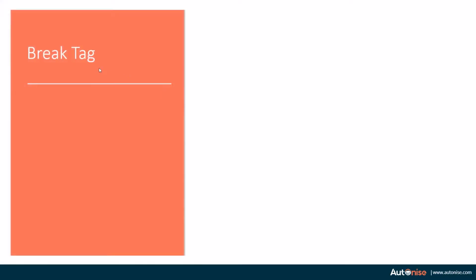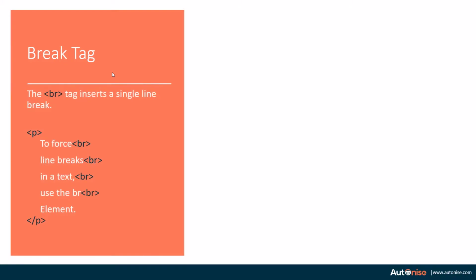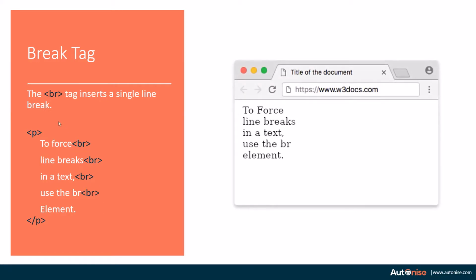So the BR tag or the break tag. The BR tag inserts a single line break. So let's say you have a paragraph, but inside the paragraph, you still want multiple new lines to be present. The way to do this is using the BR tag. Let's see the output of this code, how it will look in a browser. So as you can see, after two fours, there is a new line. If you had not added a BR tag, all of this code would have come in the same line, which is not desirable.